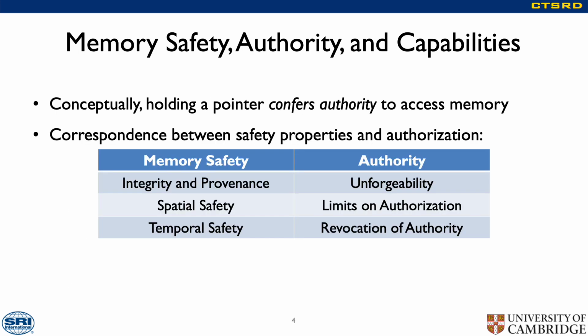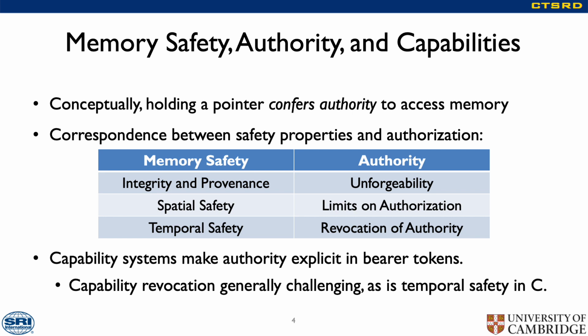Conceptually, holding a pointer confers authority to access memory, and there is a natural correspondence between the safety properties just outlined and authorization. Pointer integrity and provenance mirrors the unforgeability of authority. Spatial safety reflects limited authorization, and temporal safety corresponds to revocation of authority. Capability systems use explicit bearer tokens to capture authority. In these systems, capability revocation is, like temporal safety in C, generally considered hard to implement without sacrificing performance.